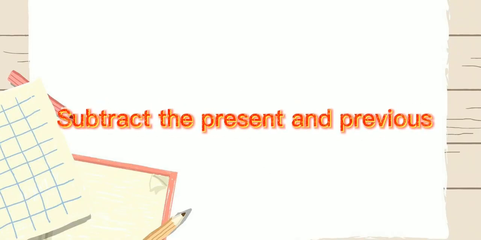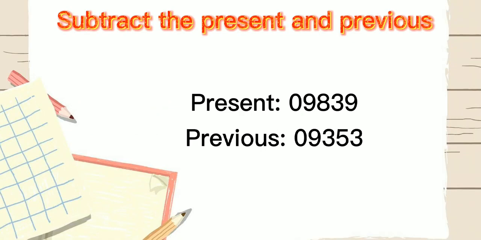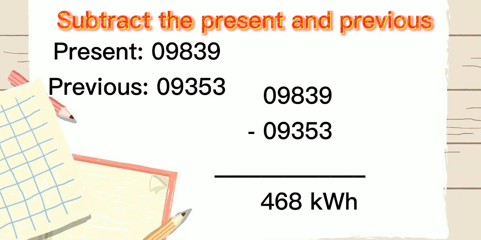Next step is to subtract the present and the previous. The given are present 09839 and the previous 09353. 09839 minus 09353 equals 468 kilowatt hour.